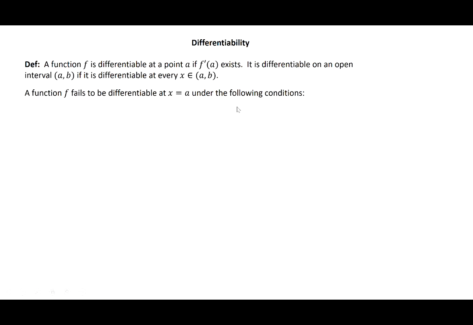Now, a function f fails to be differentiable at x equals a. There are some cases where the function will not be differentiable, and that is going to be my next focus, and I really want you to pay attention to this. Okay?